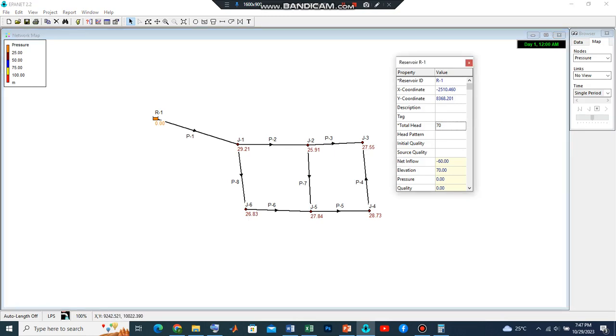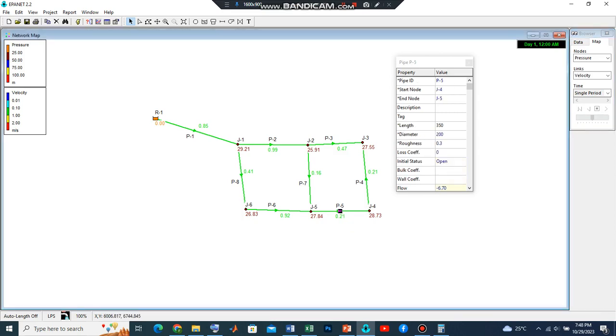Now, how do we handle the velocity? So let's look at what the velocity shows. We can see here that we are having velocities of about 0.99, 0.47, and we have a very low one here, 0.21. How can we increase the velocity? One way of solving that is by reducing the pipe diameter.